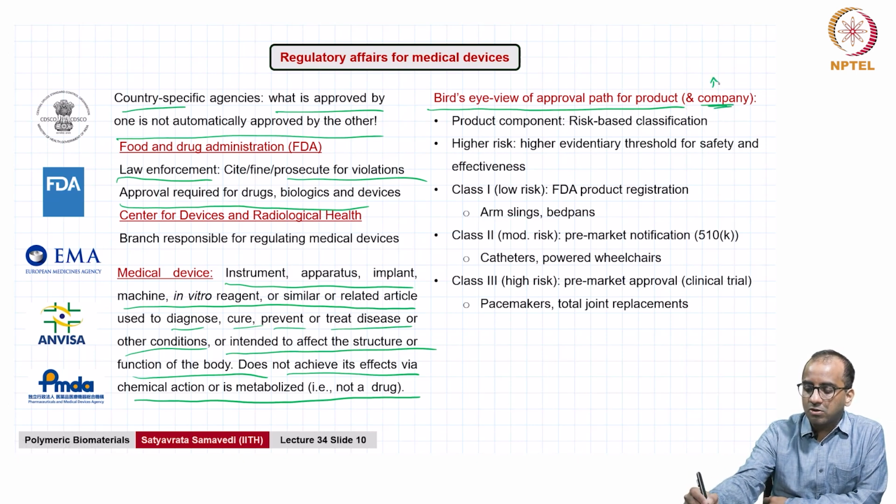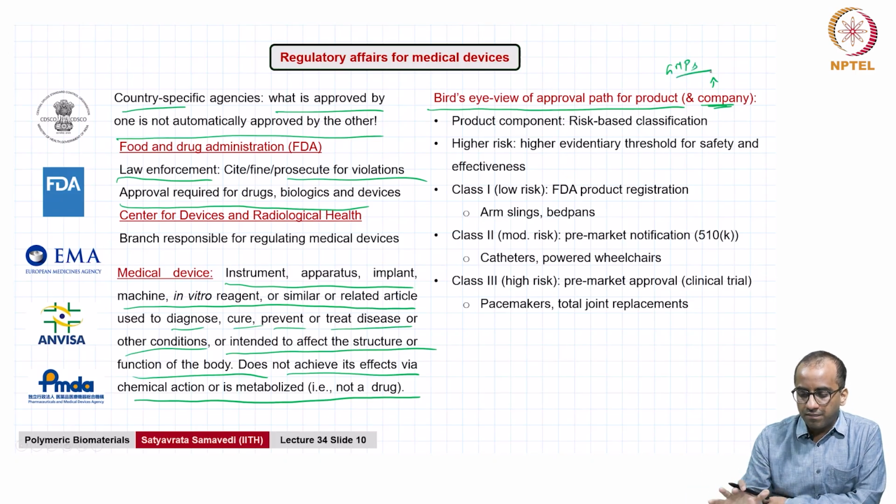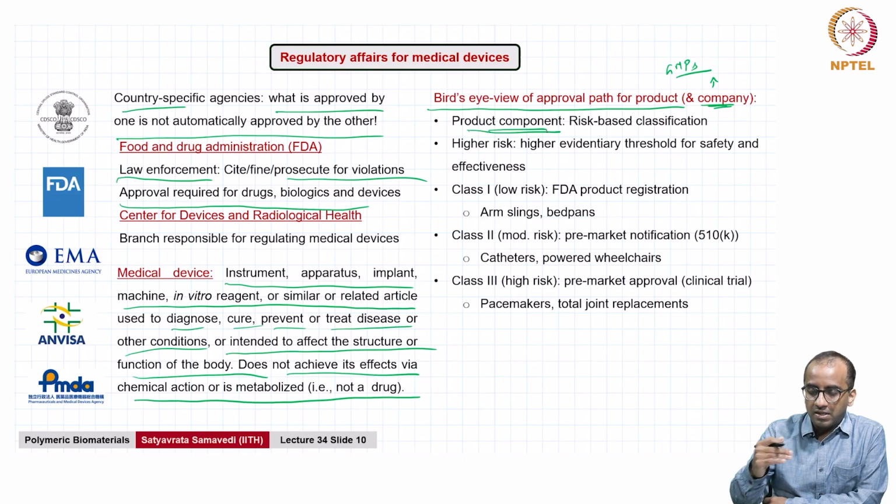For example, this will require specific GMPs, good manufacturing practices, which is also covered under this pathway for medical devices. We're not going to focus on the company here. Our goal here is to look at the product. And like I said, there's a 3-tier classification based on risk of the product. And the higher the risk, the higher is the evidentiary threshold required for safety and effectiveness.